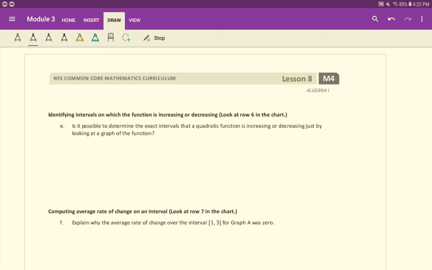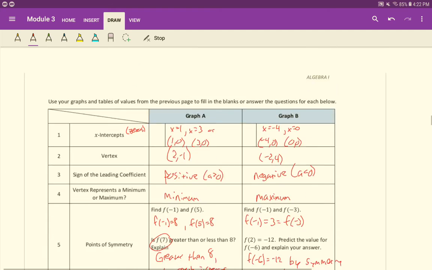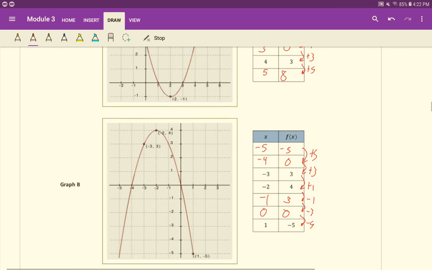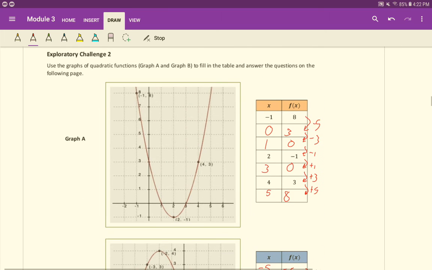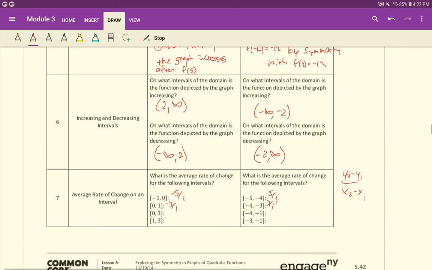Is it possible to determine the exact intervals that a quadratic function is increasing or decreasing just by looking at a graph of the function? And the answer is yes. Okay? Where are we increasing, where are we decreasing? Well, if you look here, it changes at the vertex. Increasing, then decreasing. Look up here. Decreasing, then increasing. And where does it change? At that vertex. Okay? So we need to know two things.